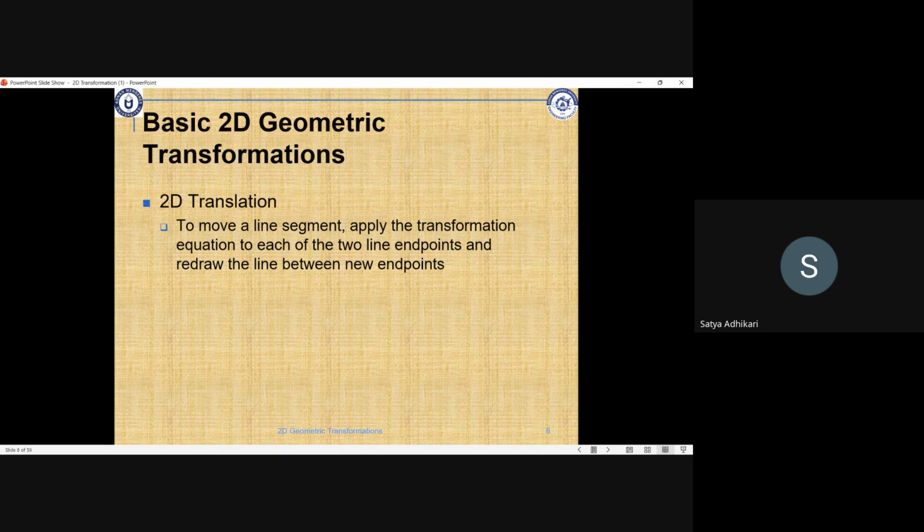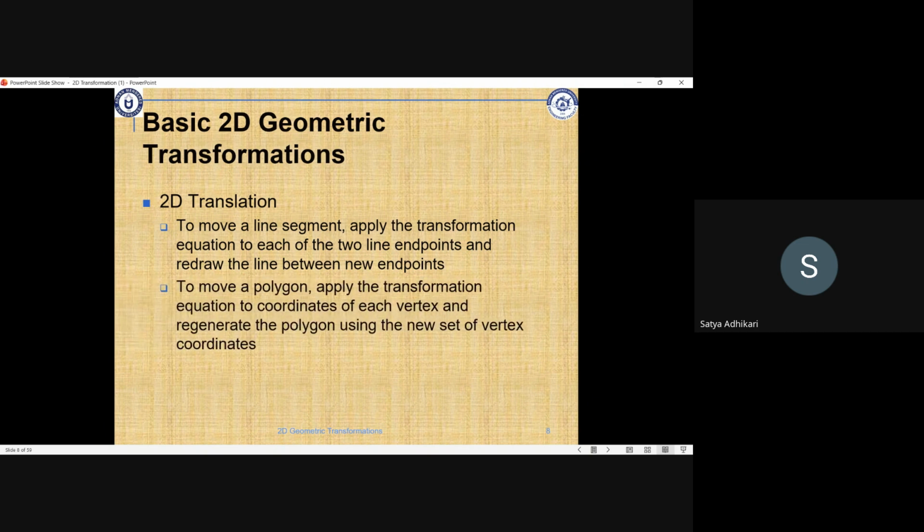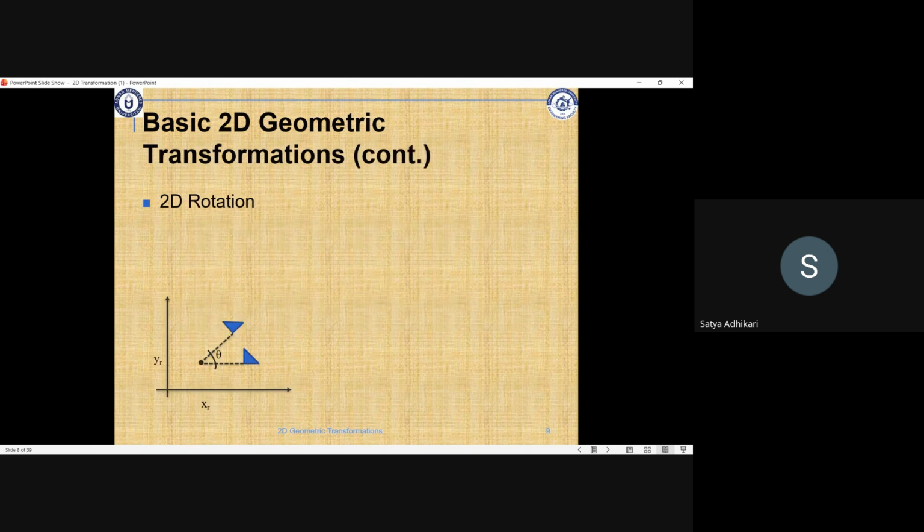Similarly, to move a polygon, apply the transformation equation to the coordinates of each vertex and regenerate the polygon using the new set of vertices. Suppose there is a rectangle, you need to apply the transformation equation to four vertices, not all the points, only four vertices. So after applying that, the four vertices move, and you will get a new set of vertices. Redraw or join these four vertices, and you are able to move the polygon.